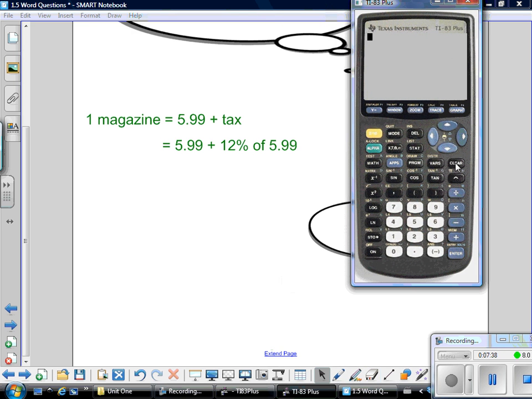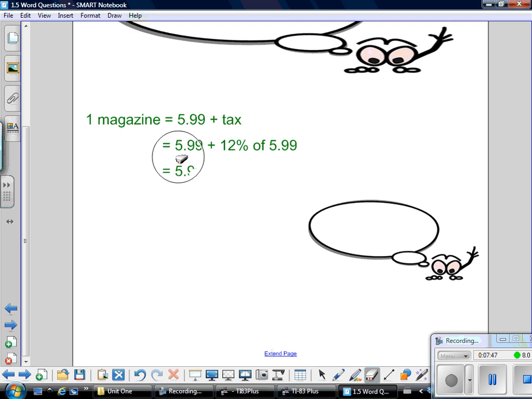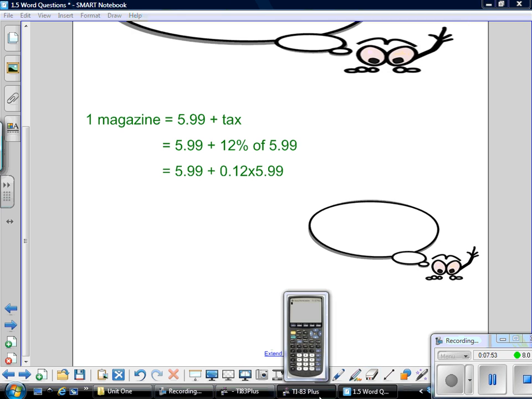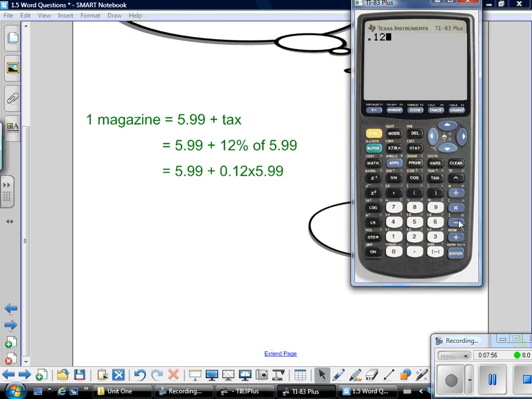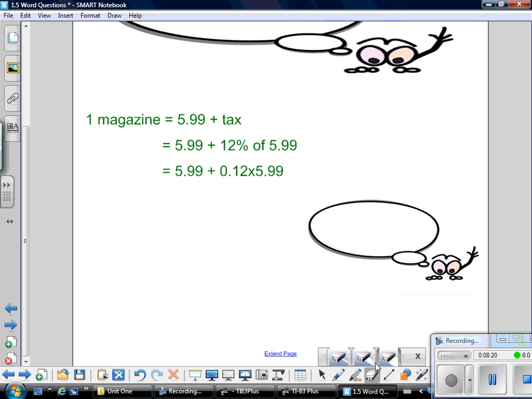And what we need to do is we need to go decimal 12 times the 5.99. So let's write that down. So that's 5.99 plus decimal 12 times the 5.99. So if we bring up our calculator, decimal 12 times 5.99, we end up with decimal 7188. Now because we're dealing with money, I need it to two decimal places. So decimal 71, this 8 is going to make the 1 go to a 2. So 72 cents.